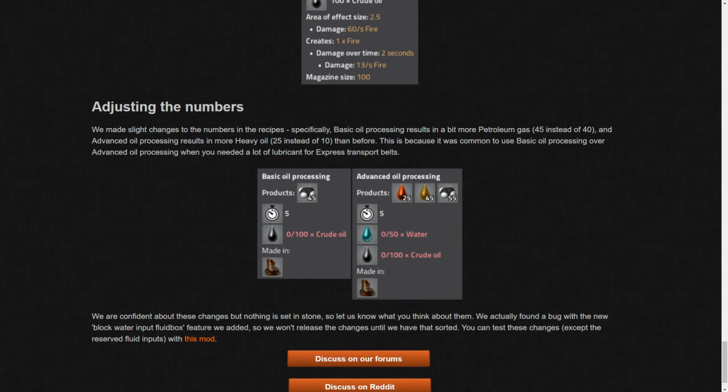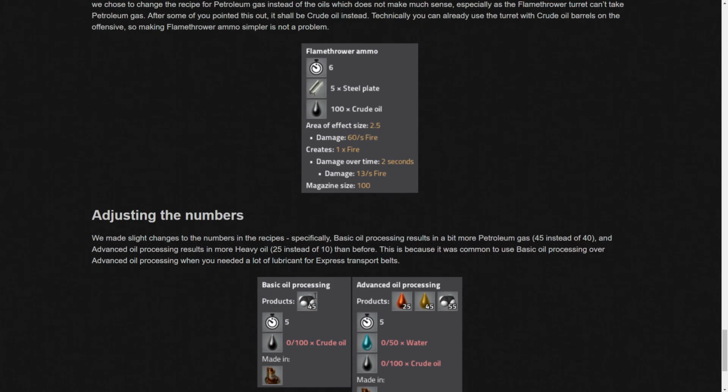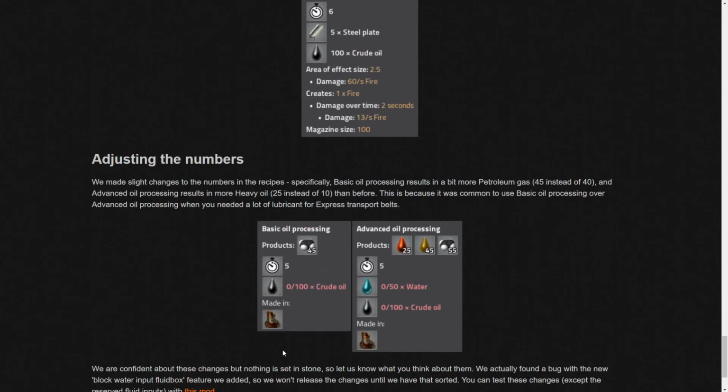Yeah. But now you don't get heavy oil from basic, so they have to give you more from advanced. Right. They're confident about these changes, but nothing is set in stone, so let us know what you think about them. We actually found a bug with the new block water input fluid box feature we added, so we won't release the changes until we have that sorted. And there's a mod where you can test these changes. So that's pretty much what's changing.